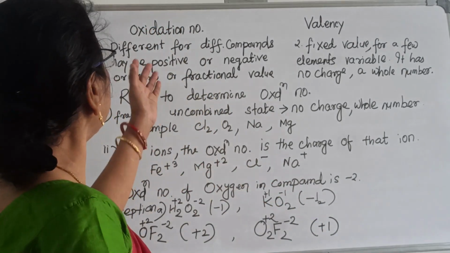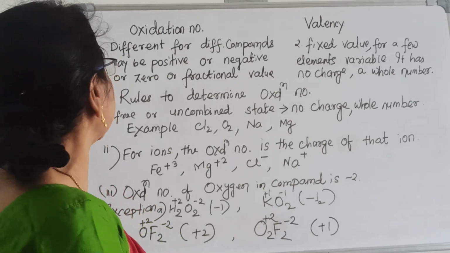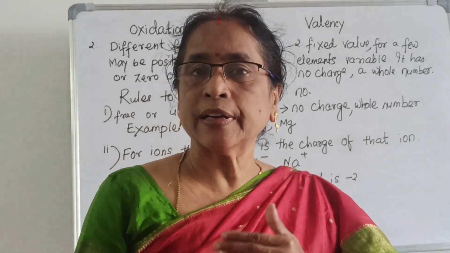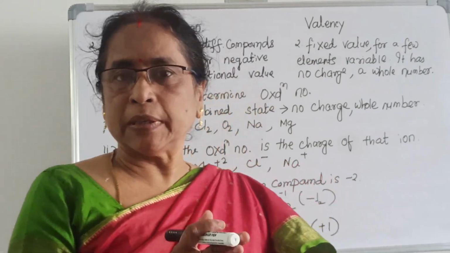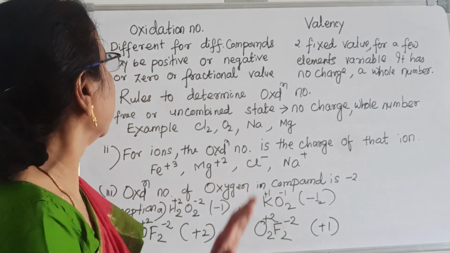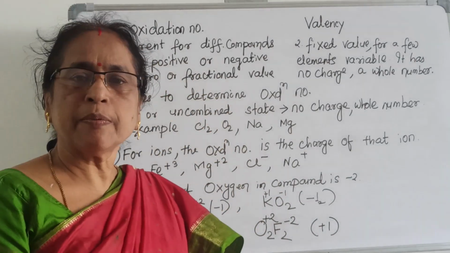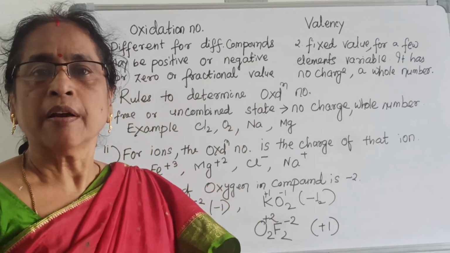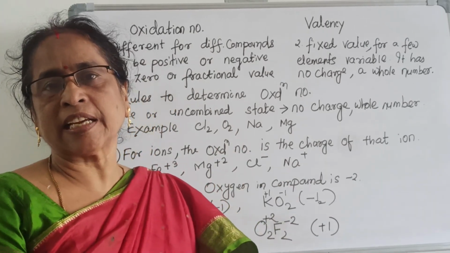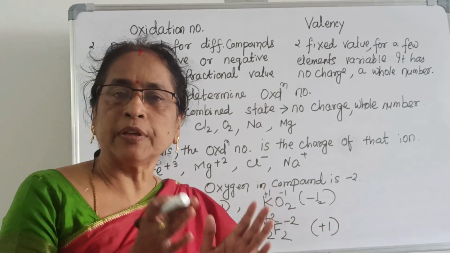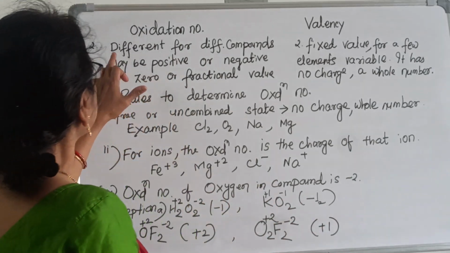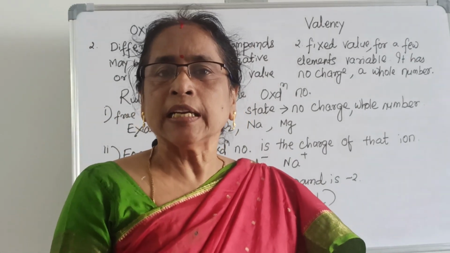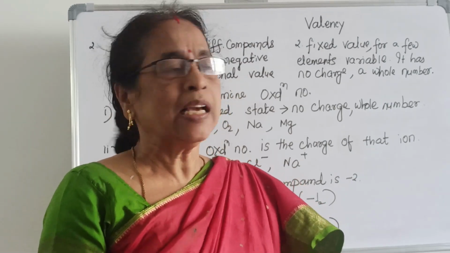Now the second point for oxidation number and valency: what is the difference? Oxidation number is different for different compounds. It may be the same or different in different compounds. It may be positive or negative, or also may be 0 or a fractional number. When it is in the uncombined state, the free state, the oxidation number of each element is 0. And regarding valency, it is always fixed because it is a combining capacity. That is why it is a fixed one.